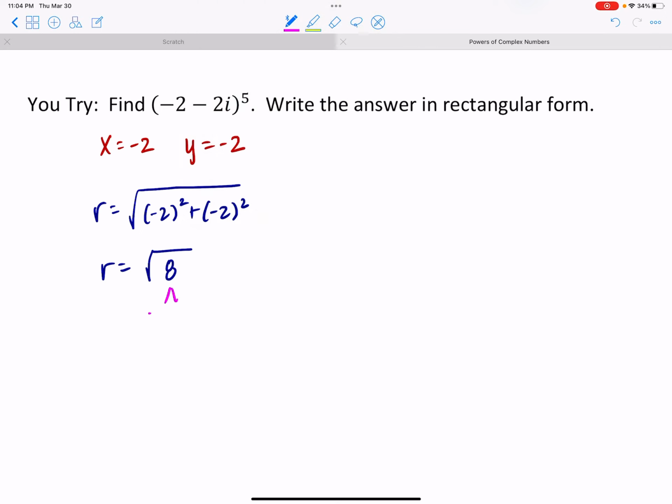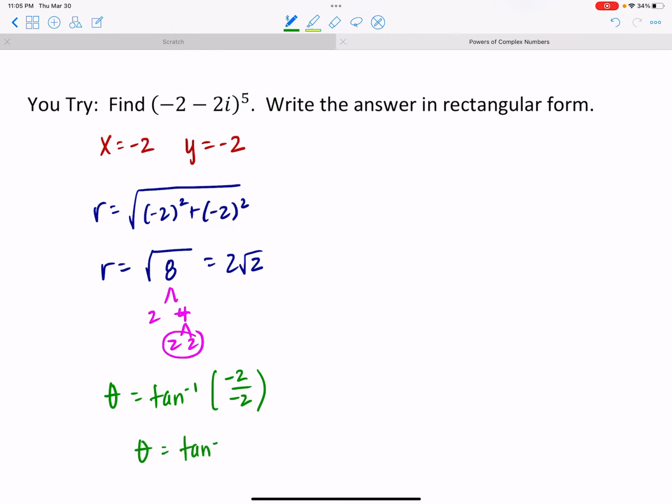Some of you in your homework, I didn't mark you off for that, but technically you should. So we're going to make this 2 radical 2, and then we're going to find our theta, which is the inverse tangent of negative 2 over negative 2. That ends up being inverse tangent of 1. So where do we have an angle where the inverse tangent is a positive 1, but I don't want to ignore those negatives, right? Because I want to make sure that I'm finding my angle in quadrant 3.